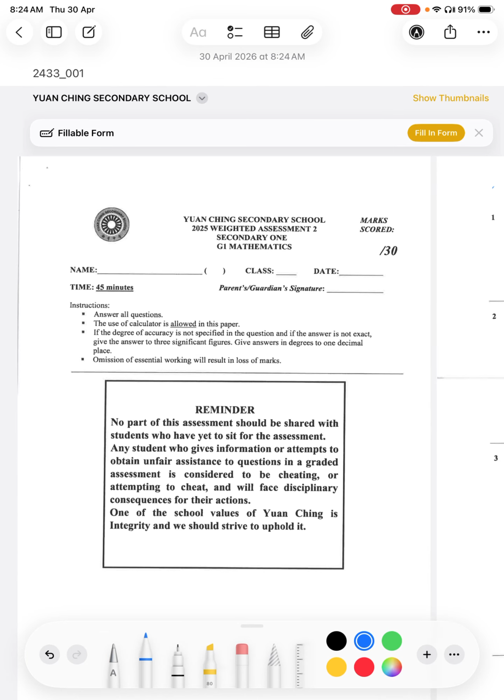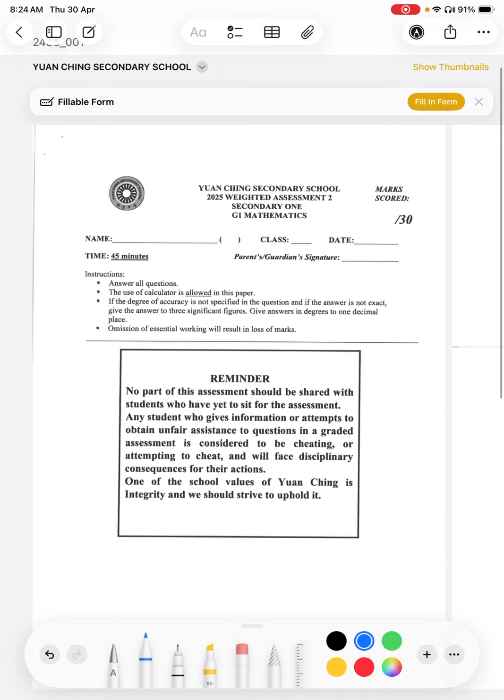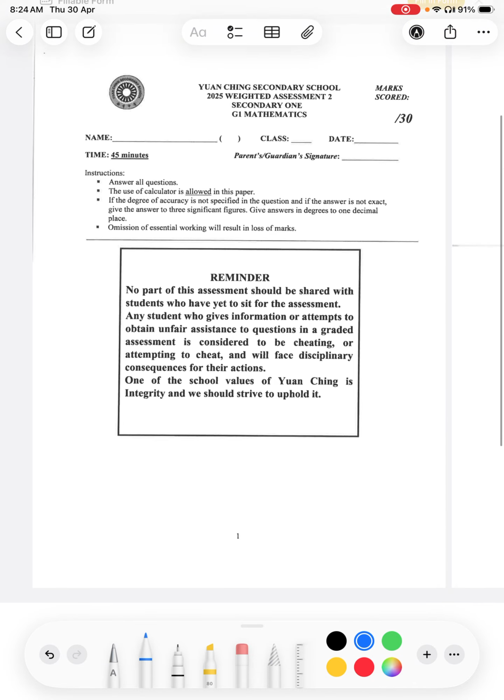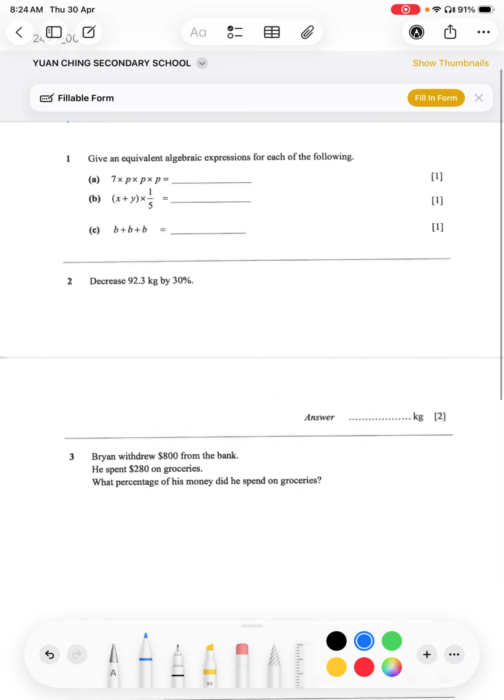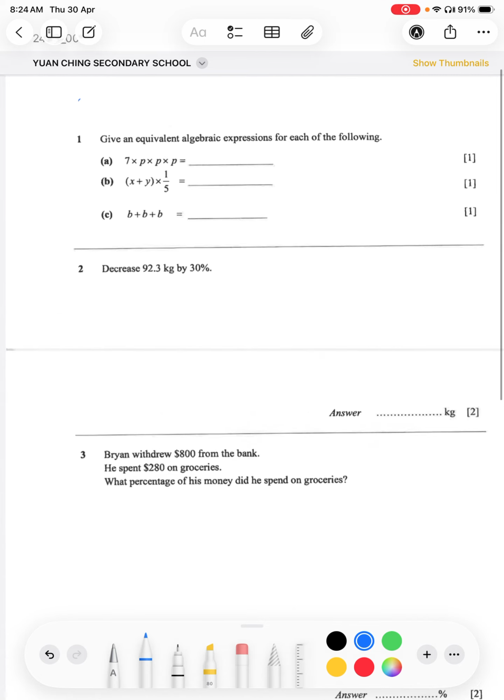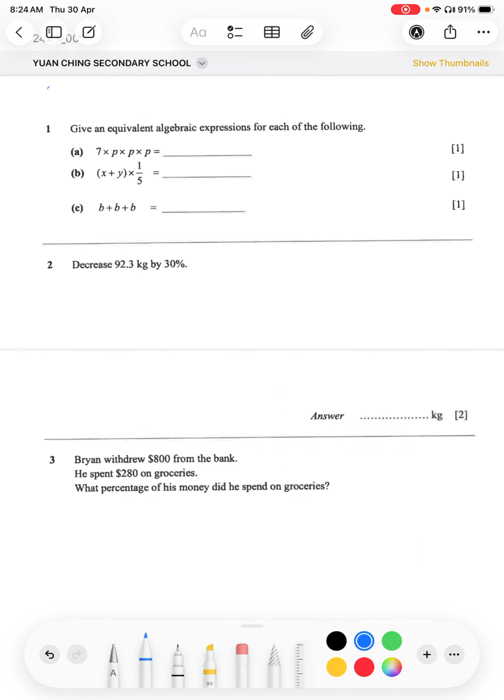Okay, let's go through this Sec 1 WA practice paper. So this first part, just a quick recap. x plus x times x is x squared. So p times p times p is p cubed. Then the 7 just at the side.